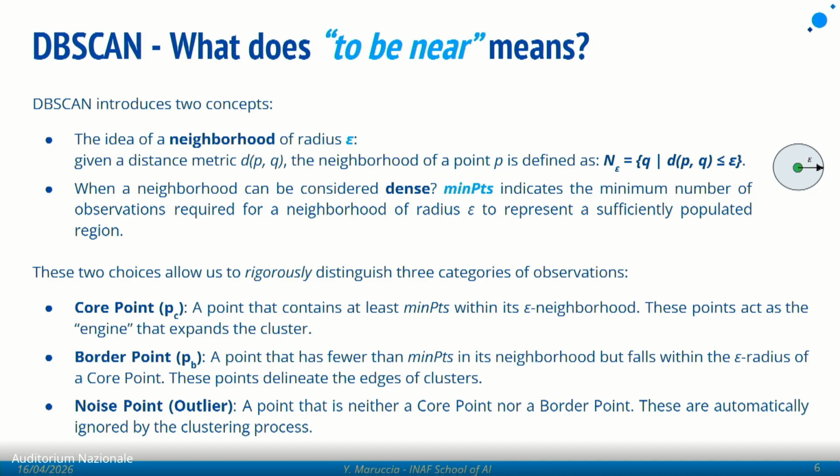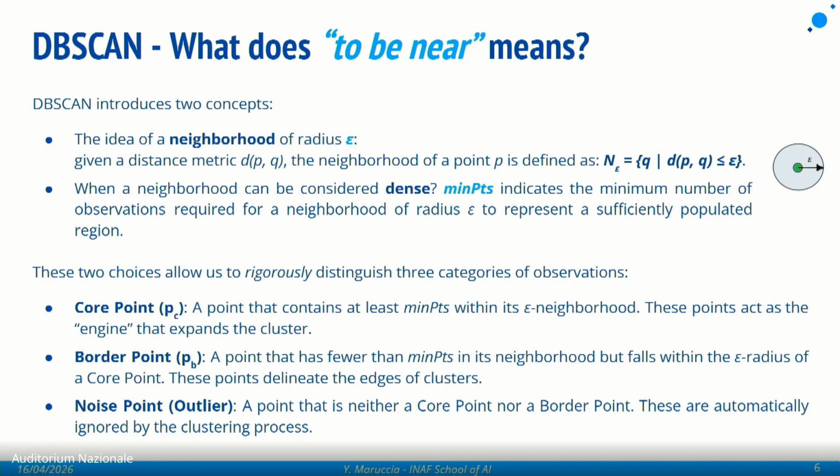So if we tell the algorithm that we need to consider as a cluster a group that has, for example, at least 5 points within a radius of 0.1, then DBSCAN will group the data based on these two parameters. Okay, so the idea is very simple.